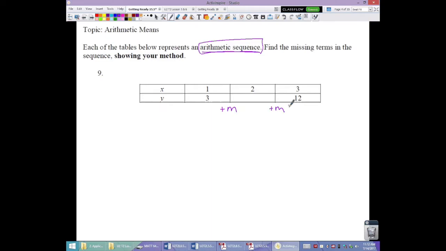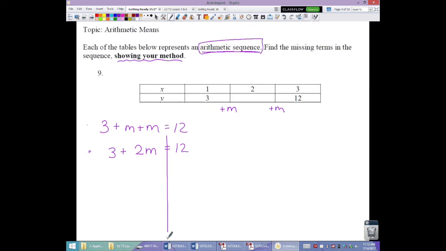So make sure we're showing our work here, and this is the method that I showed you in class. You're going to start at 3, you add m twice. Now we could write that as plus m and plus m, or we could write it as 3 plus 2m, and then we end up at 12. So whether you start your work at this step or one step ahead of there where you've already said I'm adding m twice, either of those is acceptable.